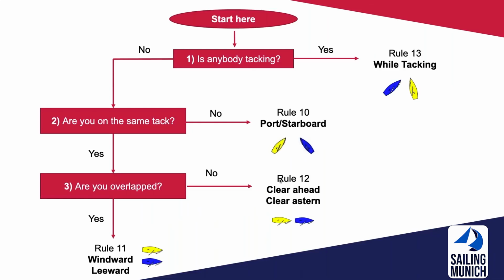So that's it. That is all there is to the right-of-way rules of sailing. How easy. You're all now experts, having followed through that far. So all we need to do is use this flowchart to decide, is anybody tacking? If yes, it's going to be rule 13, while tacking. If no, we need to decide if they're on the same tack. If they're not, it's going to be port starboard. If they are, are they overlapped? If not, then it's clear ahead, clear astern. The boat clear astern must keep clear. If they are overlapped, then it's going to be windward leeward. The boat to windward must keep clear.